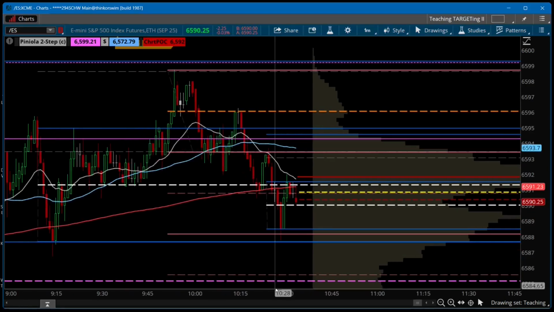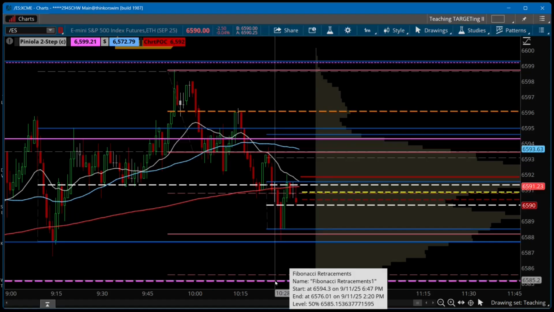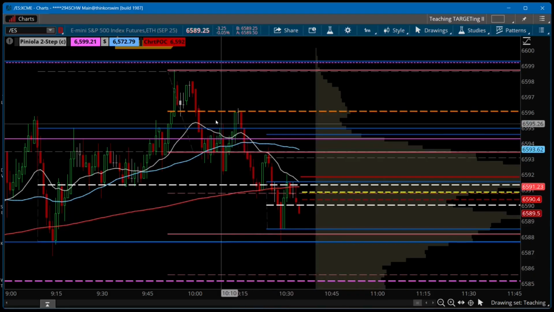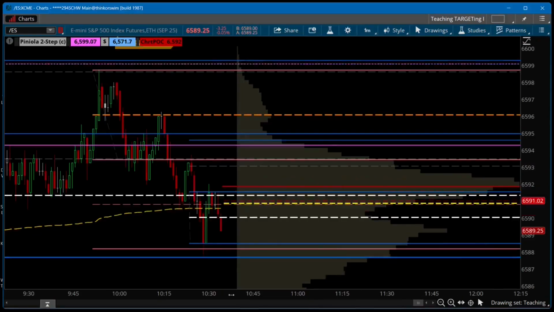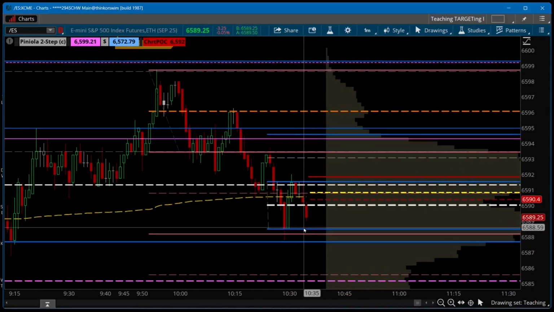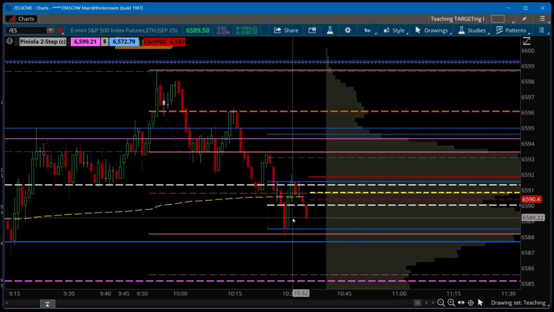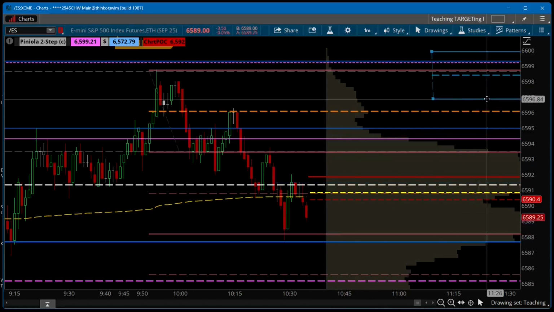So our next line would be back down here, which is the 50% of the overnight, this lavender line, and that's the 250 off of this choppy move right here. It looks like if it breaks below this right here, this line, then most likely we're going to be coming back down to here.